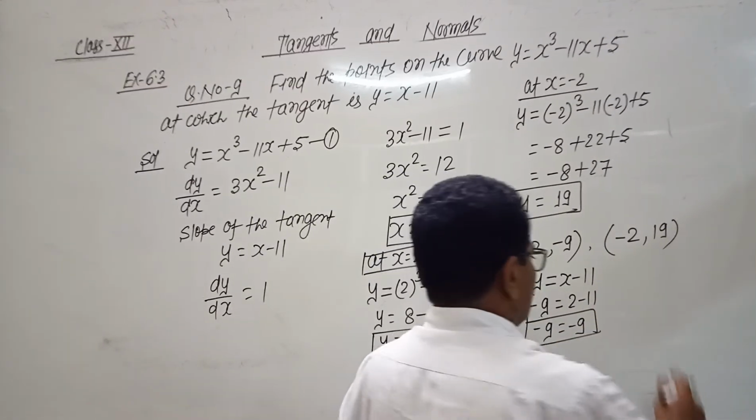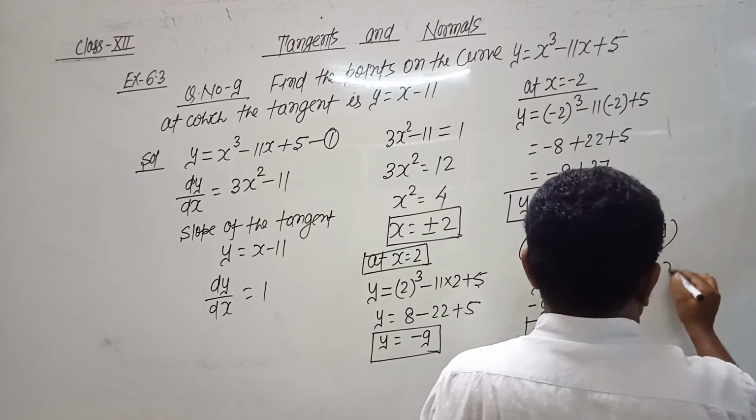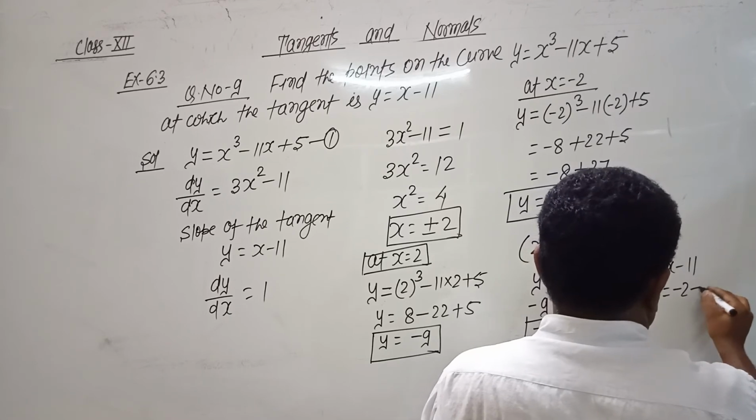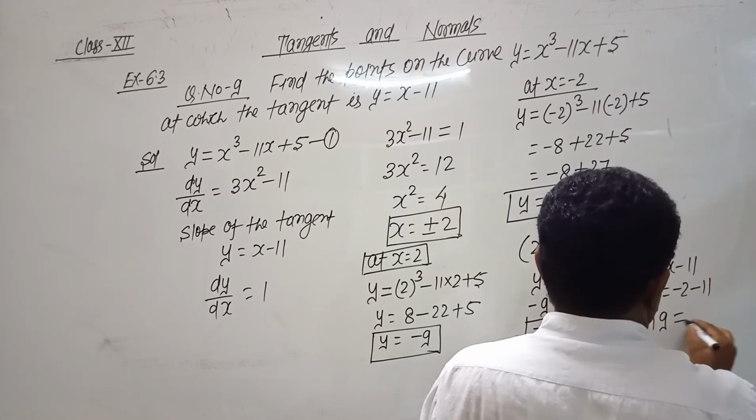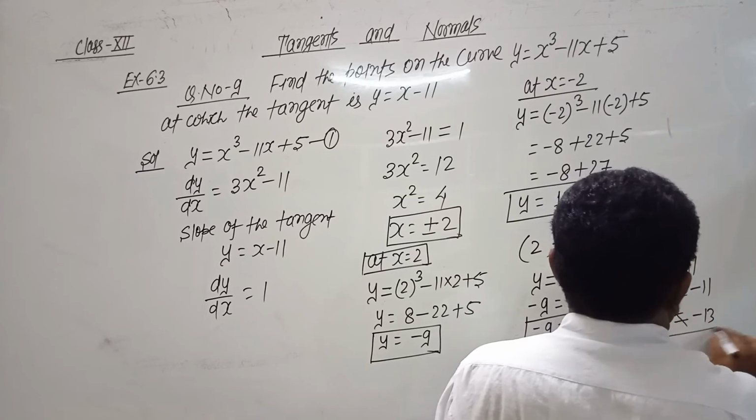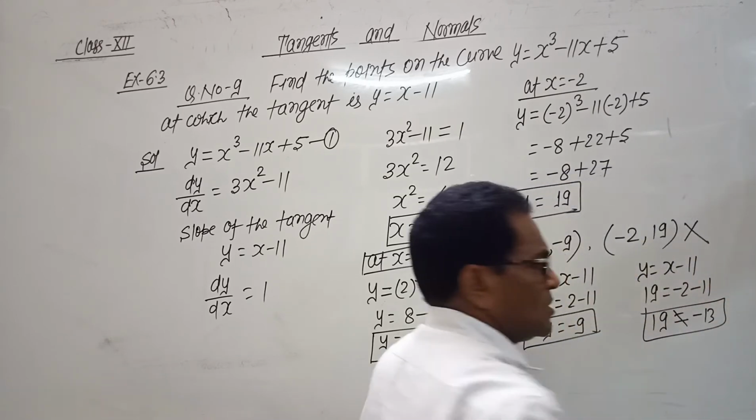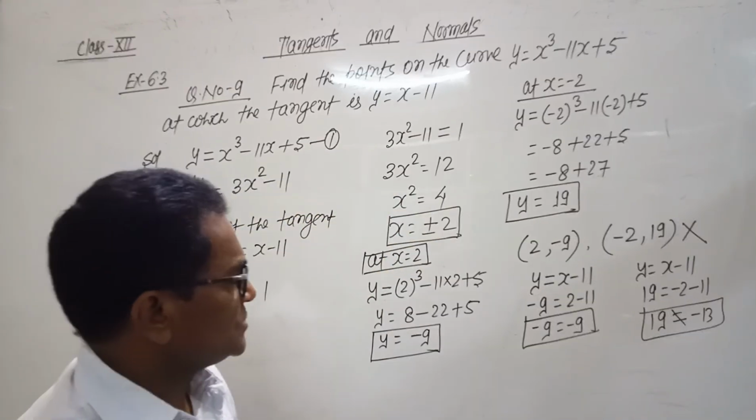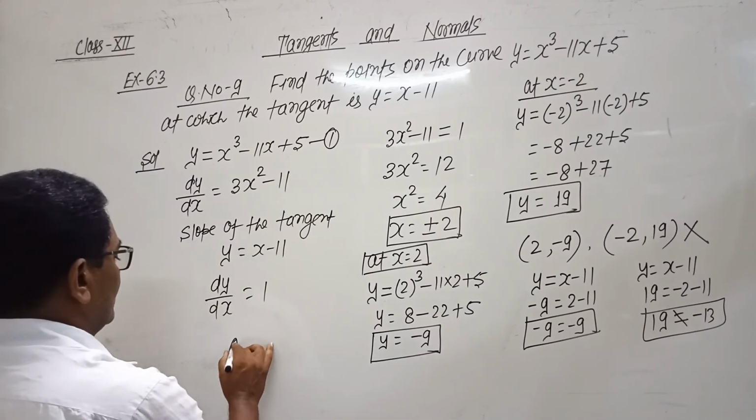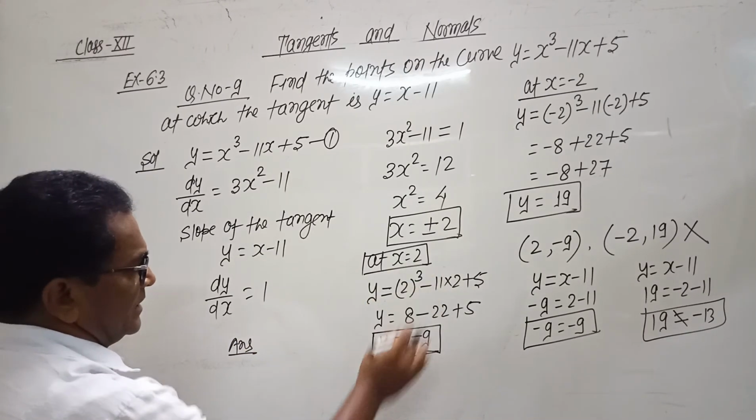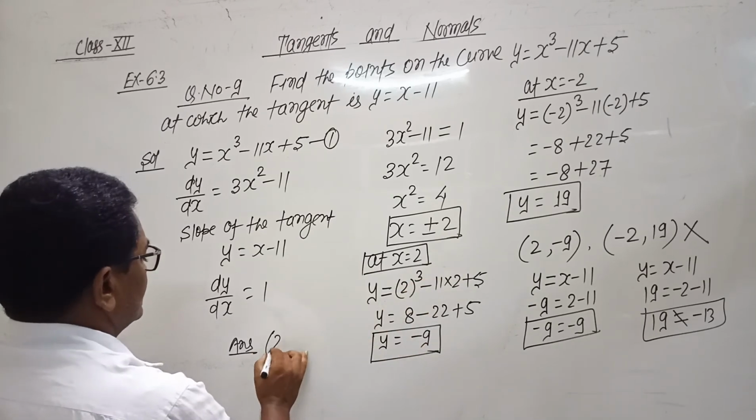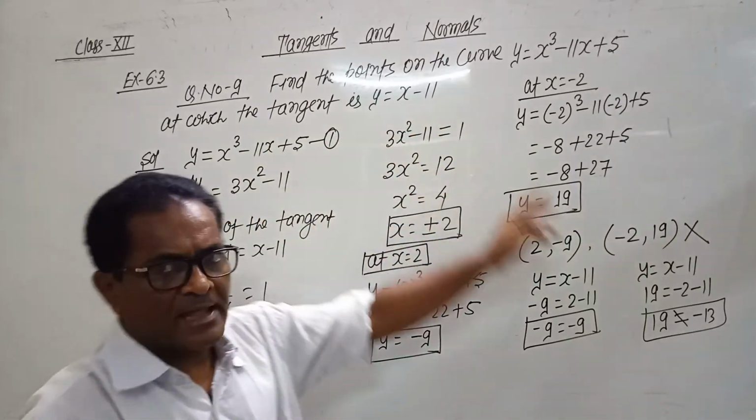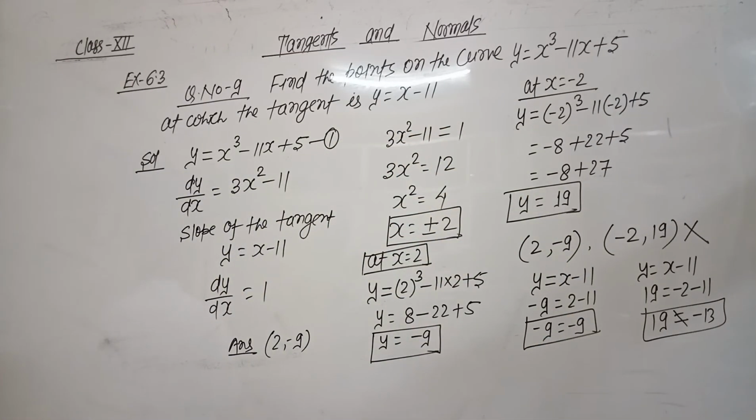Now put the other point in the equation of the tangent. The value of y is 19, and the value of x is minus 2, so minus 2 minus 11. So 19 is not equal to minus 13. It means this point is not to be taken, because this point doesn't satisfy the equation of the tangent. So the answer is 2 comma minus 9, because this point satisfies the equation of the tangent. So this point is the valid point.